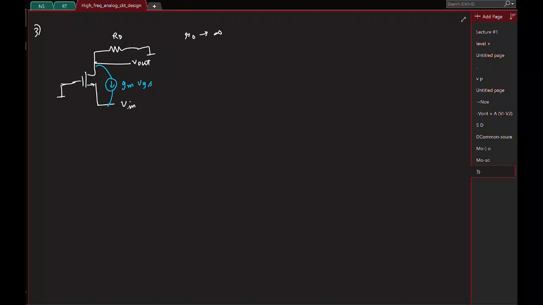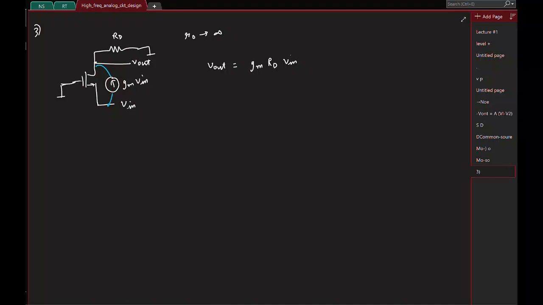VGS is basically minus V in, which means I have a current GM V in flowing in this direction. So this current flows to a resistor RD. So that gives the output voltage as GM RD times V in. Okay.